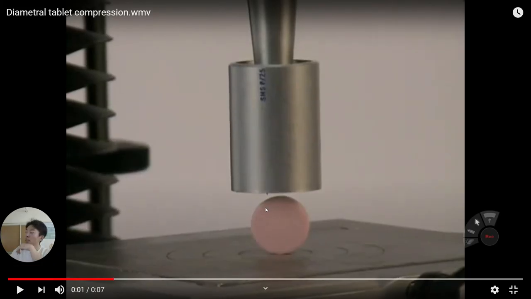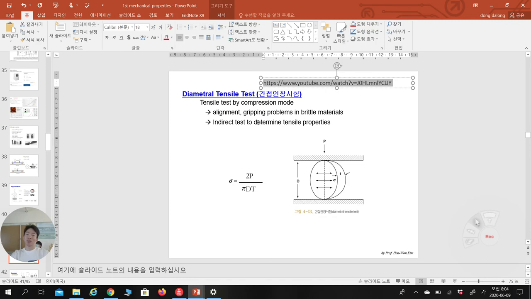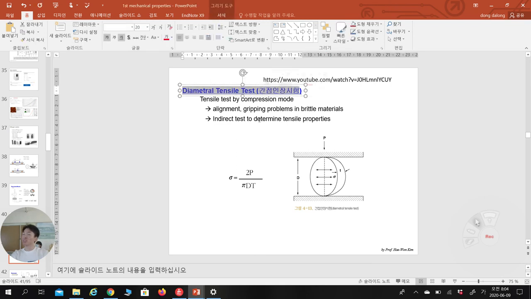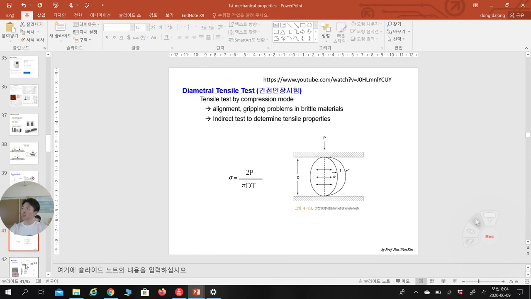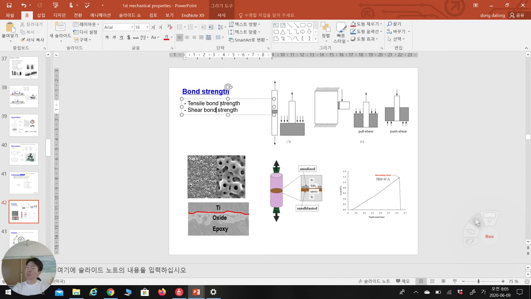So once you make the specimen a round shape, you can do this diameter tensile test. Depending on your specimen morphology, sometimes you can get this diameter tensile test. You can also, when you make some very sticky material, want to know the bond strength. Bond strength, as you can expect, can be measured as tensile bond or shear bond.